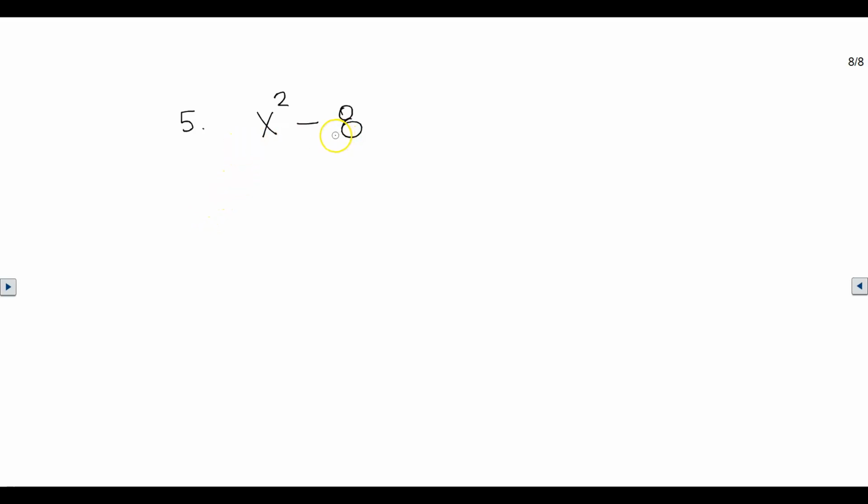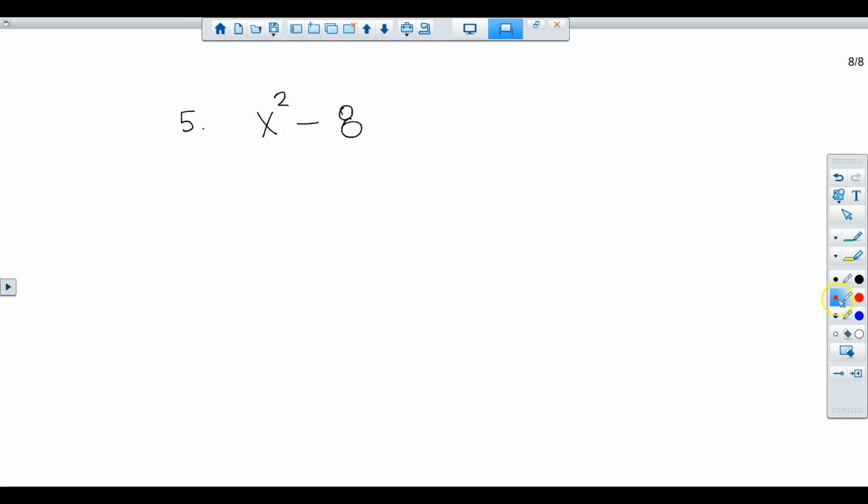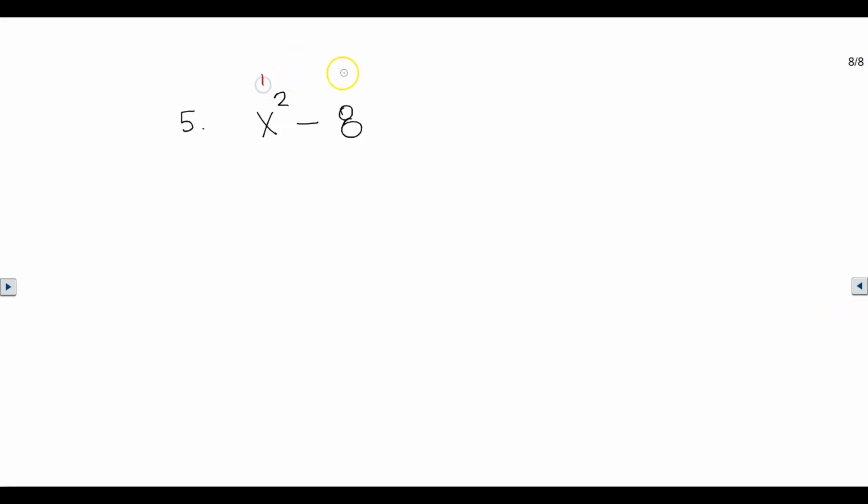All right, first, let's go through our criteria. Is it a binomial? Sure it is. It's a binomial because it has 2 terms. Does it have subtraction? Yes, absolutely. So we've met 2 criteria. Now we check the terms to see if they are perfect squares. So for x squared, can you think of something that you could multiply times itself to get x squared? And the answer is yes. I could do x times x, and that would produce the x squared.